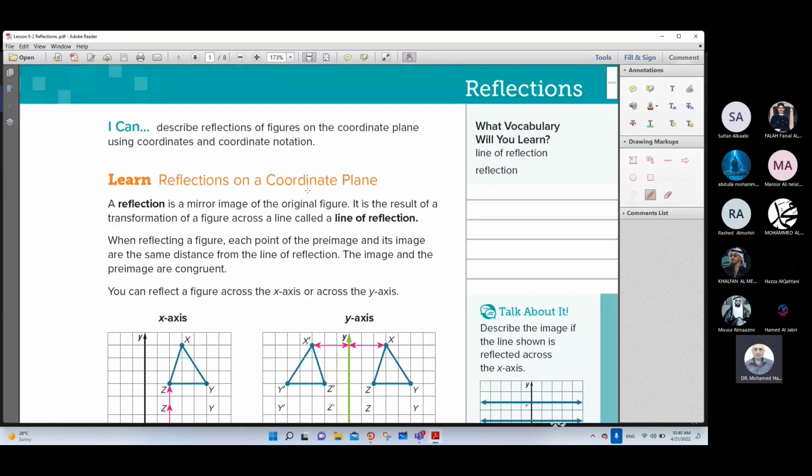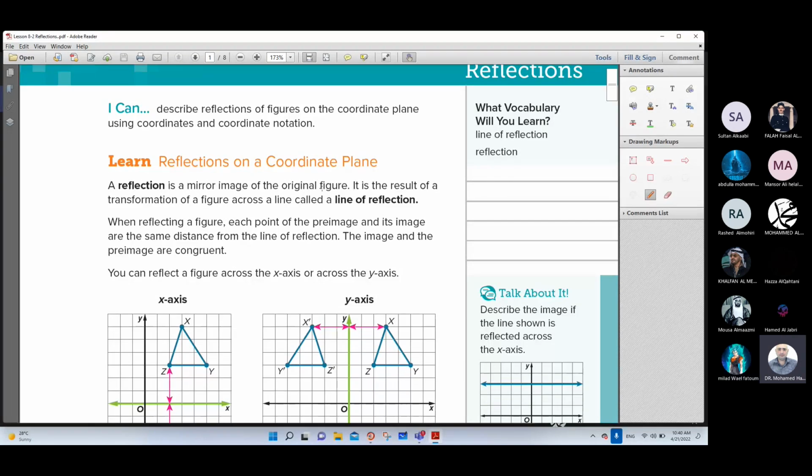So what is the meaning of the reflection? A reflection is a mirror image of the original figure. It's the result of a transformation of a figure across a line called a line of reflection.